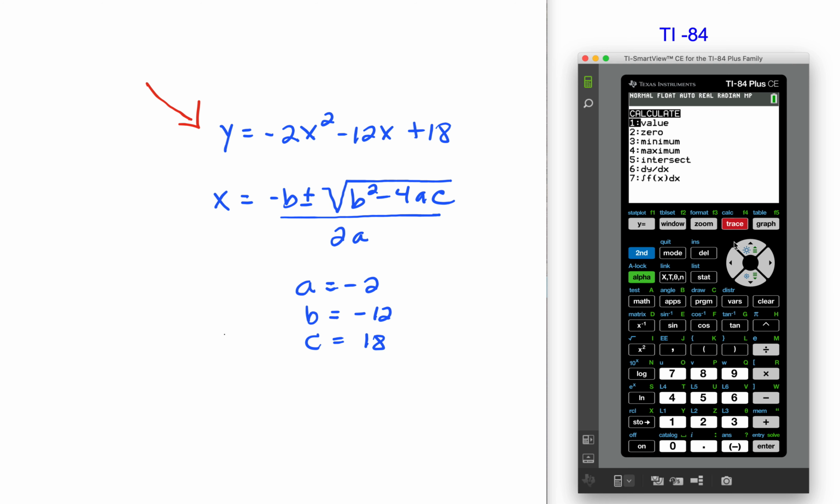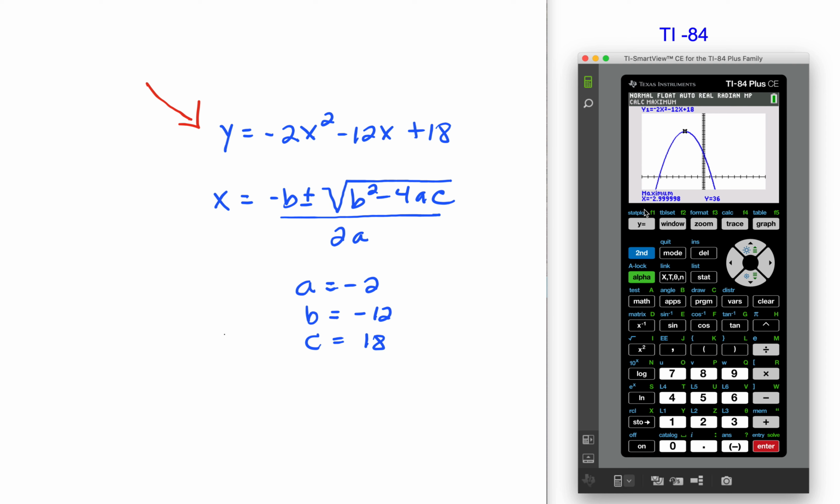You're going to go to Second, Calculate, go Maximum right here, and left bound. So we're going to get the left part of the maximum, left part of that crest right there. Hit Enter. All right, got the left part of it. Let's go to the right part of that crest, right there. Enter. Now it says guess. Just hit Enter again.